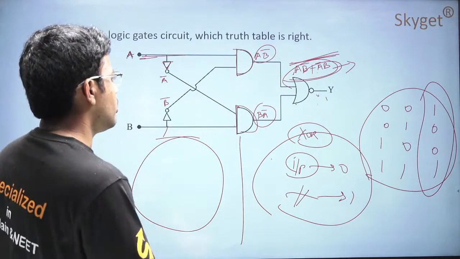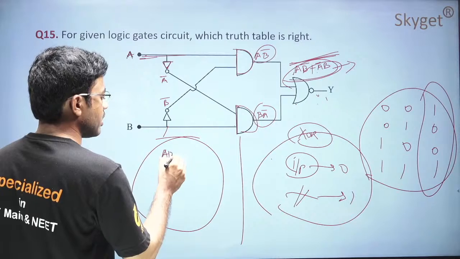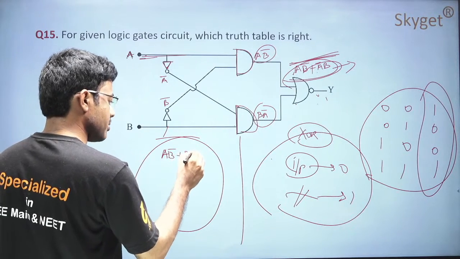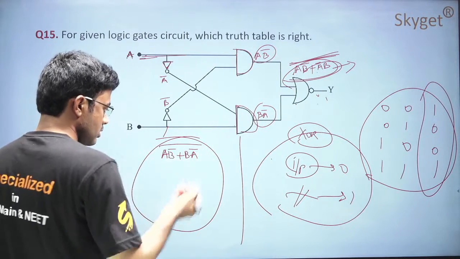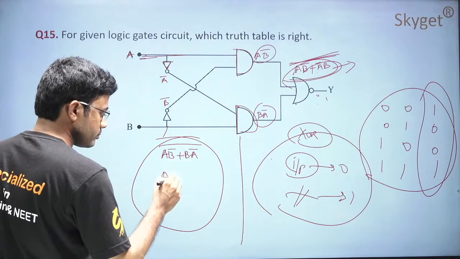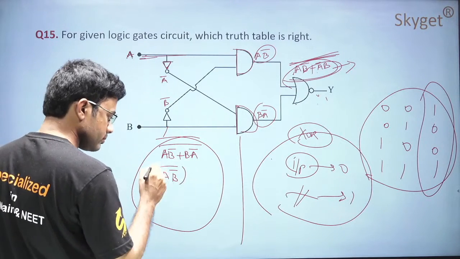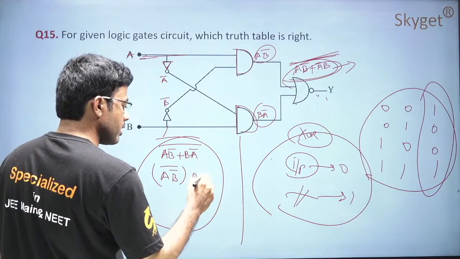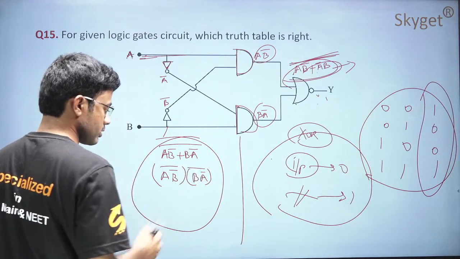Otherwise there is the common process. Obviously you have AB bar plus A bar B, or BA bar, whole bar. From this you can write AB bar whole bar into BA bar whole bar.